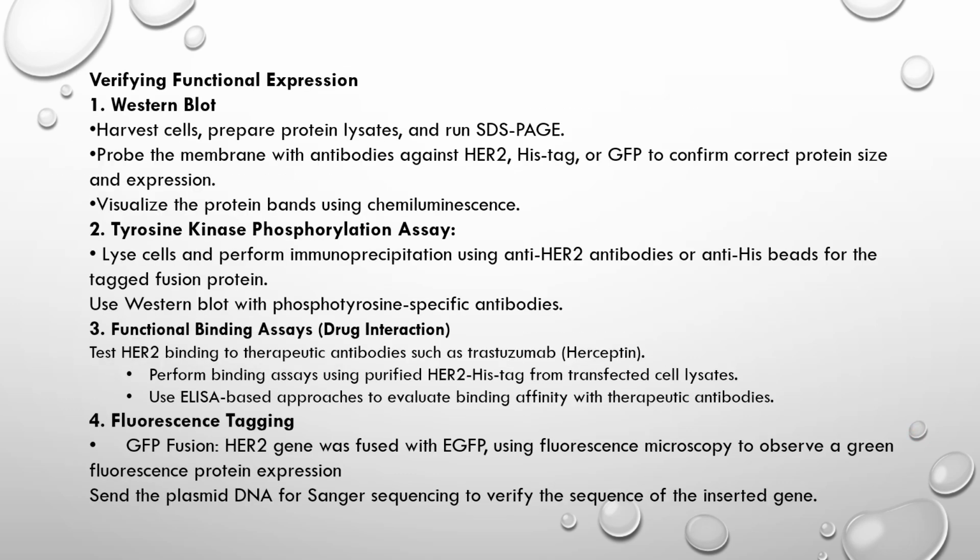Functional expression and validation. To validate the functional expression of the HER2 protein, a Western blot analysis was performed using antibodies targeting the HER2 protein, the His-tag, and the EGFP protein. Also, a tyrosine kinase phosphorylation assay was performed to assess the HER2 activity. Fluorescence microscopy was also employed to observe the GFP fluorescence, confirming the successful protein expression and localization.